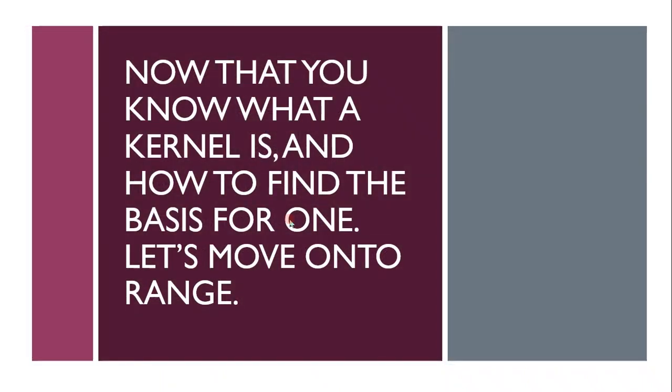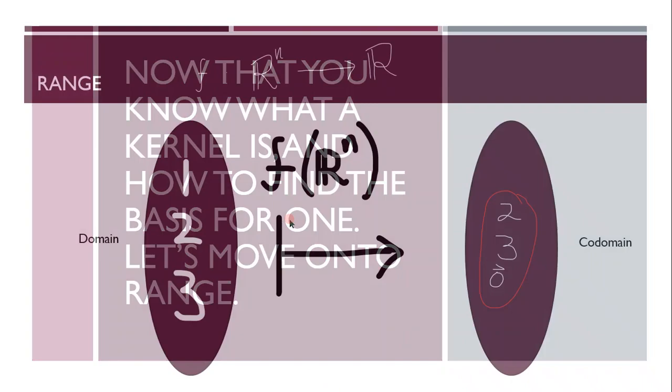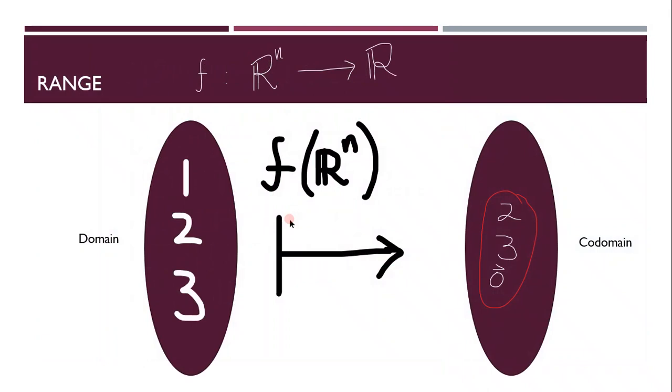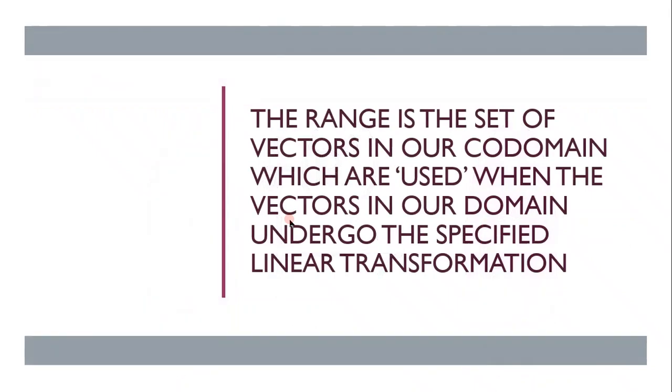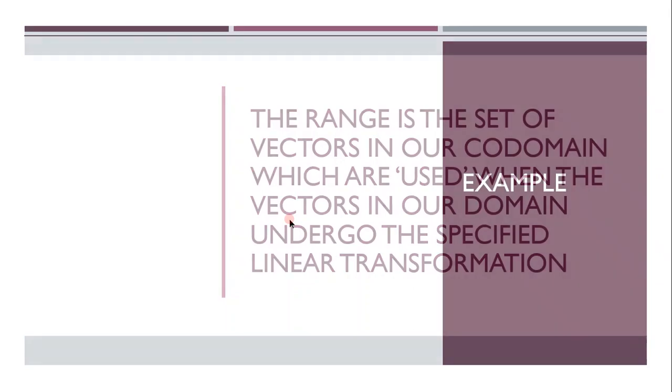So now that you know what a kernel is and how to find the basis of one, let's move on to range. Essentially the range is all of the outputs you get when you put the vectors in your domain into the function. It may not necessarily be the entire codomain. So the range is a set of vectors in our codomain which are obtained when the vectors in our domain undergo the specified linear transformation.